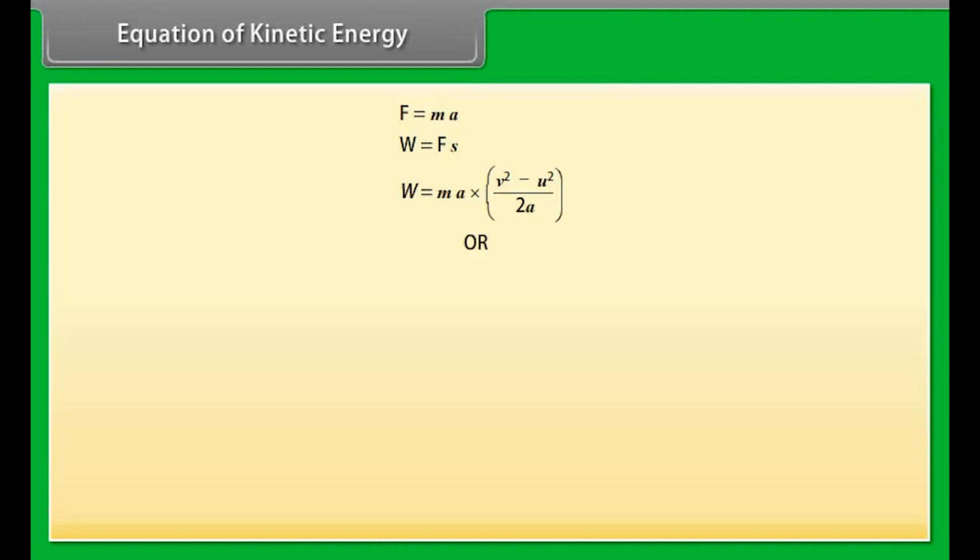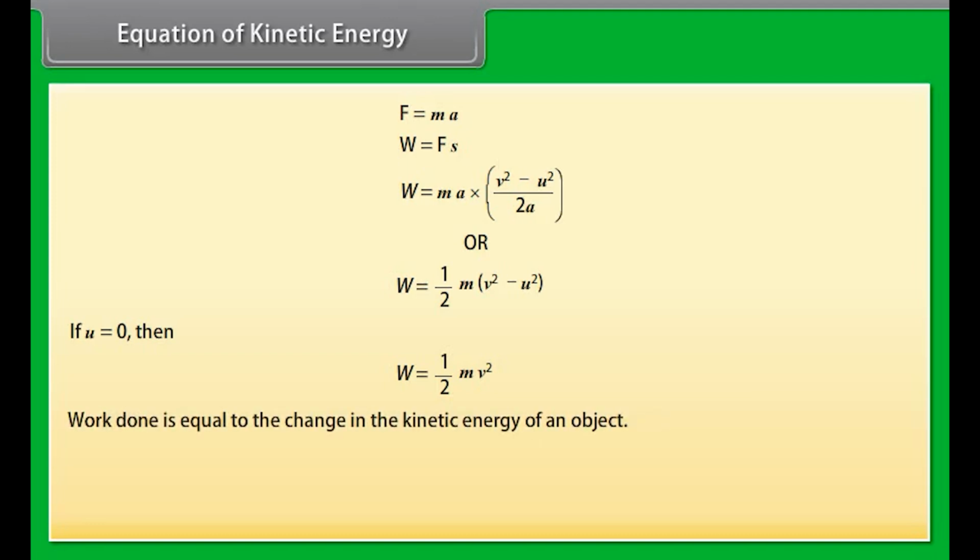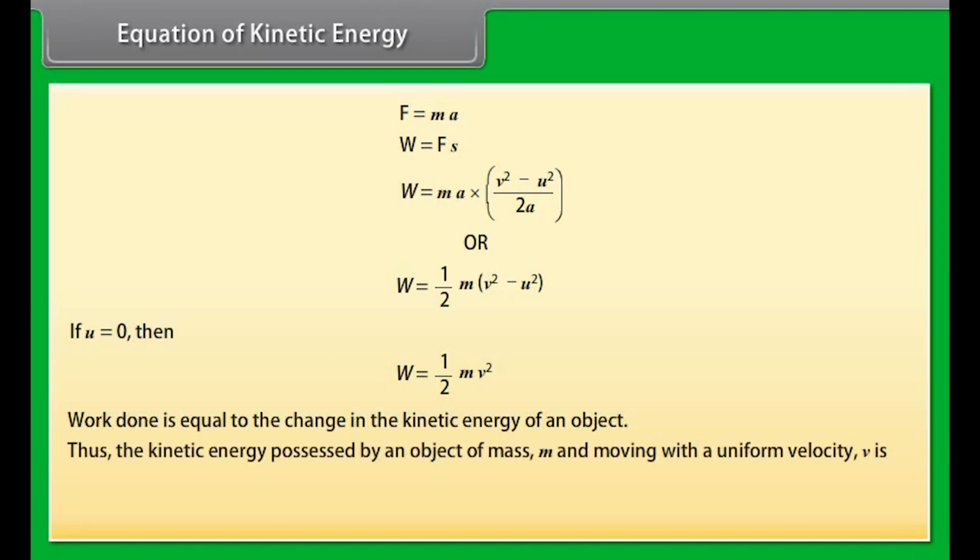Or we can write it as W is equal to 1 upon 2 into m into (v square minus u square). If the object is starting from its stationary position, that is u is equal to 0, then the work done, W is equal to 1 upon 2 into mv square. It is clear that the work done is equal to the change in the kinetic energy of an object. Thus, the kinetic energy possessed by an object of mass m and moving with a uniform velocity v is 1 upon 2 mv square.